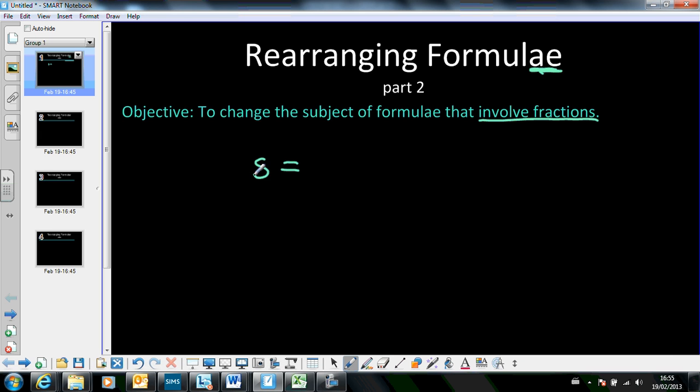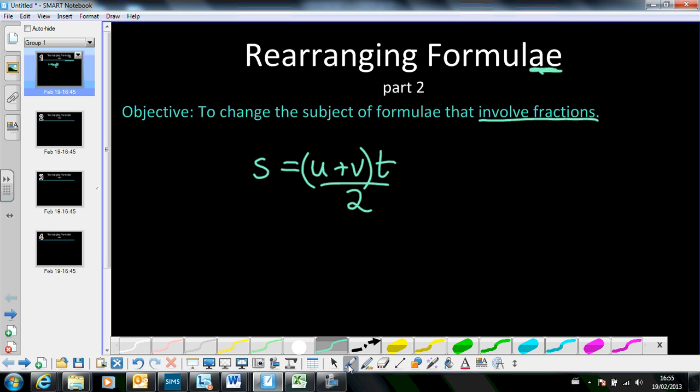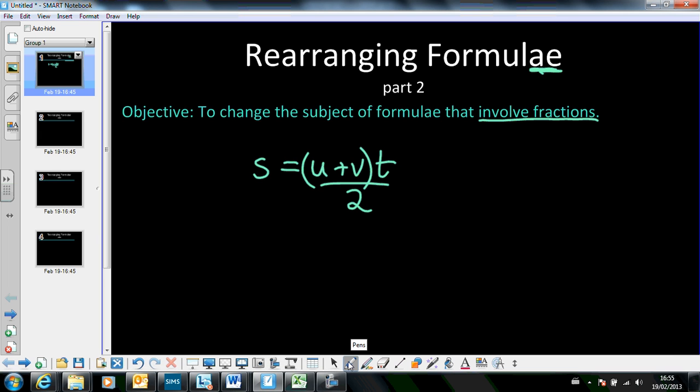S equals U plus V times T over 2. This is a formula that you might see in physics, connecting speeds and times and distances. I don't want you to worry too much about that, but what I do want to do is rearrange this formula to make, let's make T the subject. We're going to make T the subject.